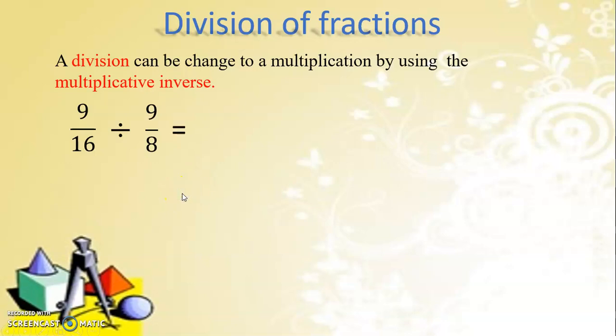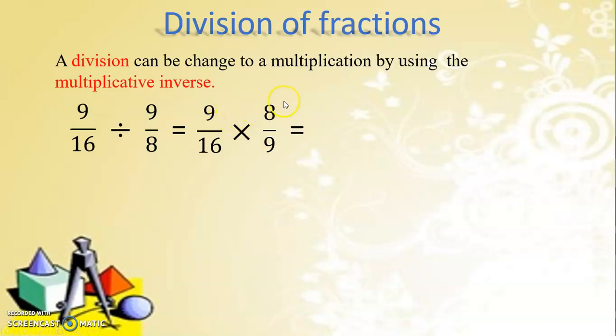What we need to do first is to flip this fraction, which we call the reciprocal. The first fraction given, we keep. So 9 over 16. And what is the inverse of division? It is multiplication. So now we have 8 over 9. It means flip, you change the place of the numerator and denominator. We call it the reciprocal.